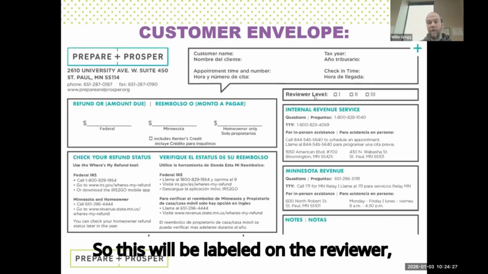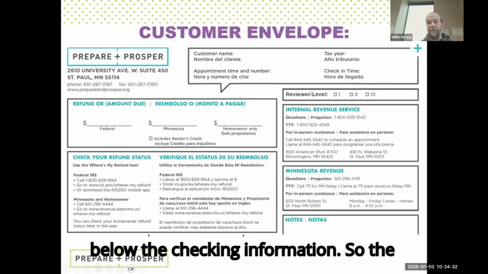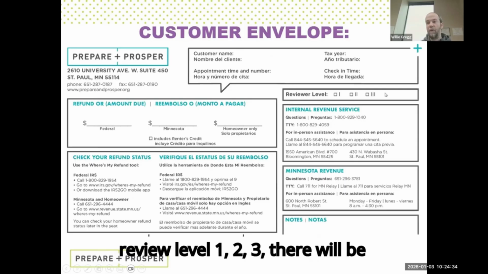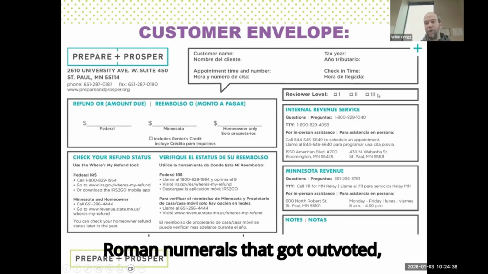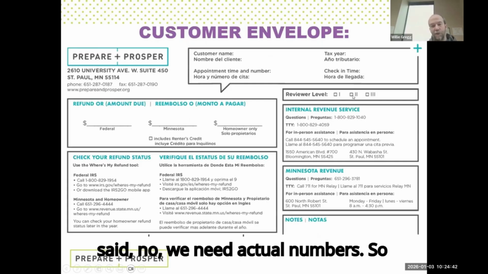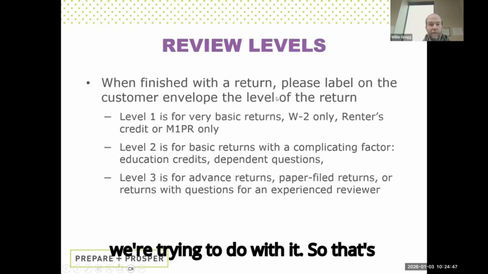So this will be labeled on the customer envelope, up on the right below the checking information. So the review level 1, 2, 3, there will actually be numbers there, 1, 2, 3, and not Roman numerals. We got outvoted, they said, no, we need actual numbers. So that's what it looks like, and that's what we're trying to do with it.